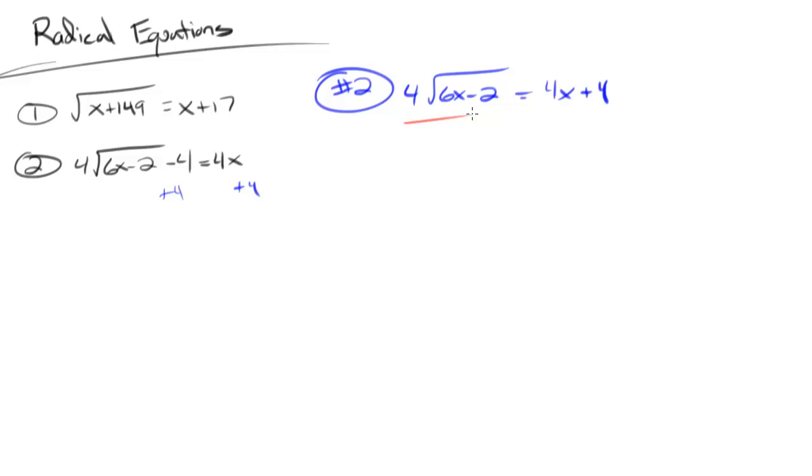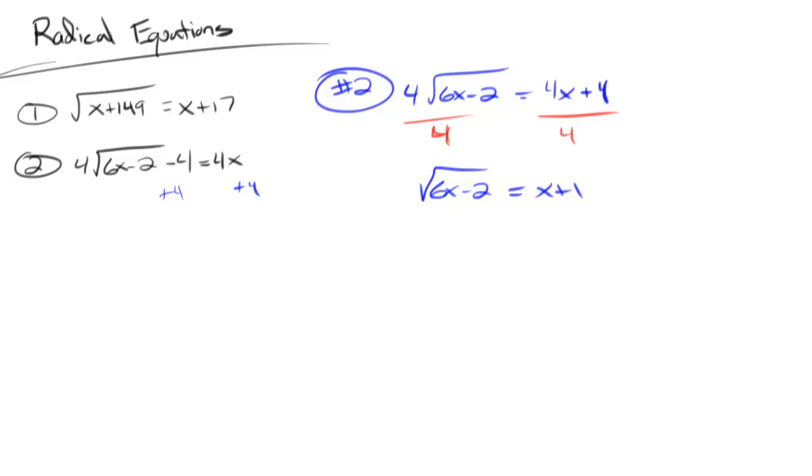And then what I'm going to do is divide both sides by 4 to get rid of this 4 out in front. I actually don't have to do this move. I could just square both sides now, but this will clean it up a little bit, make things a little bit easier for me. And so what I get on the left-hand side here is the square root of 6x minus 2 equals x plus 1. And now I can square both sides.